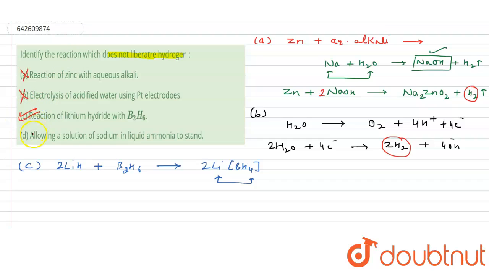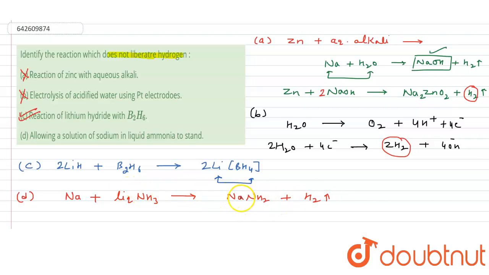So let's see option D also. In option D, a solution of sodium in liquid ammonia is allowed to stand. When we allow the sodium into liquid ammonia, there is a formation of NaNH2, sodamide. This compound will form, and along with this the hydrogen evolution also takes place.